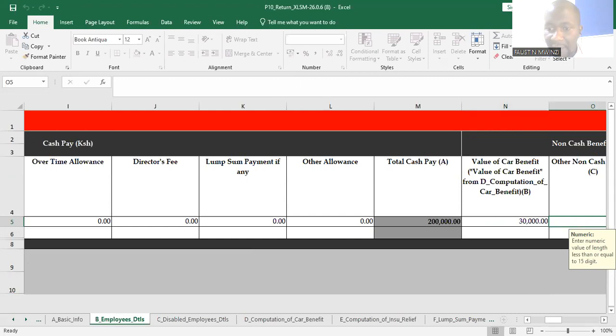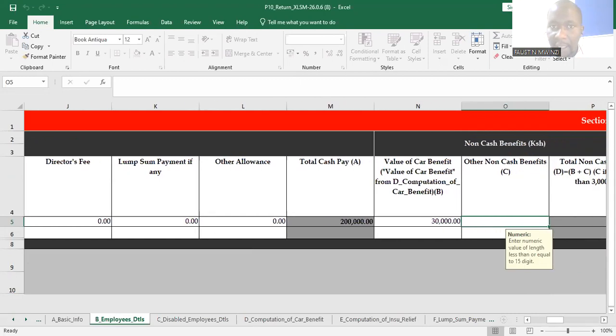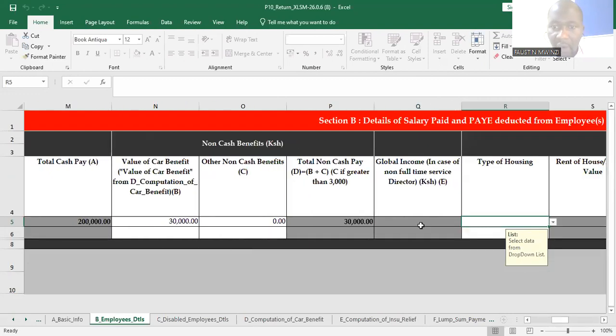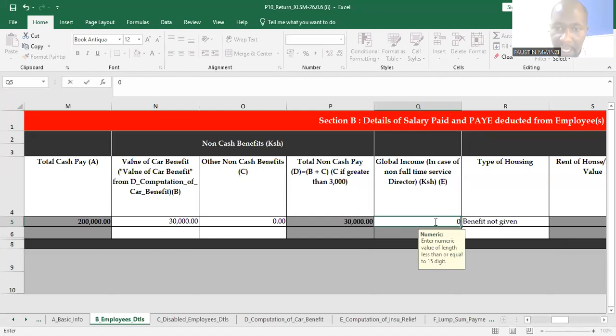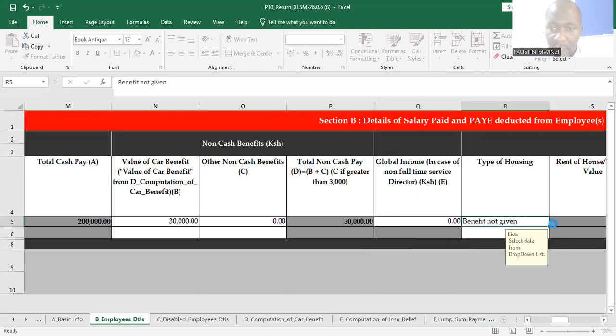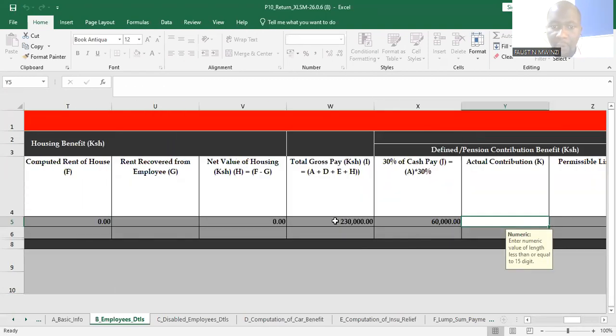Do we have other benefits? And non-cash benefits, I say zero. I keep saying zero. Global director, nothing. Type of housing. If the employee is housed by the employer, you'll have to choose. But I say that this one has no house, and you can see that the one for global income has become active. Now, keep moving. Where does 230 come from? It was the car plus the gross pay: the car of 30, and then the gross pay of 200.